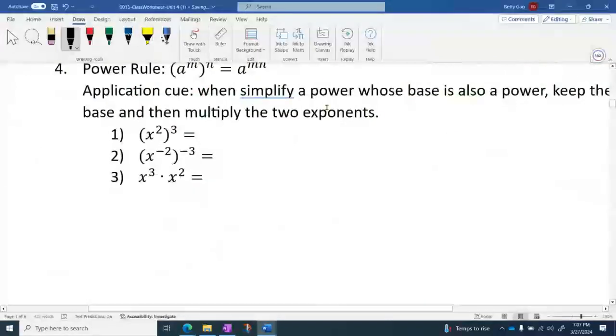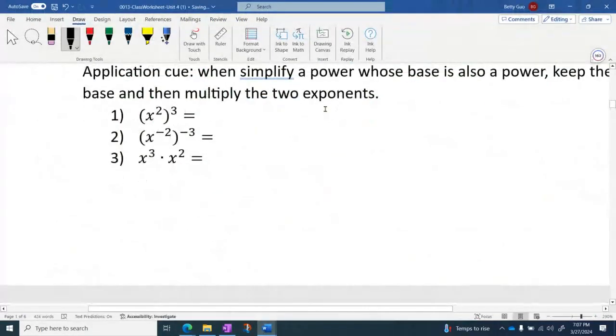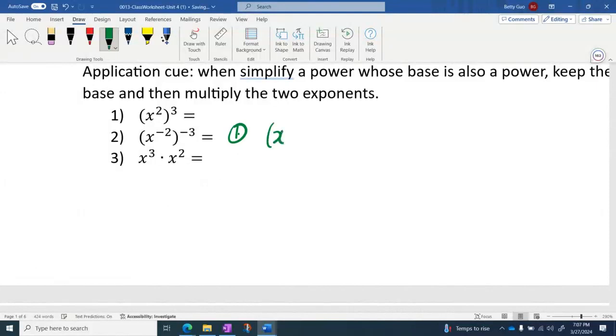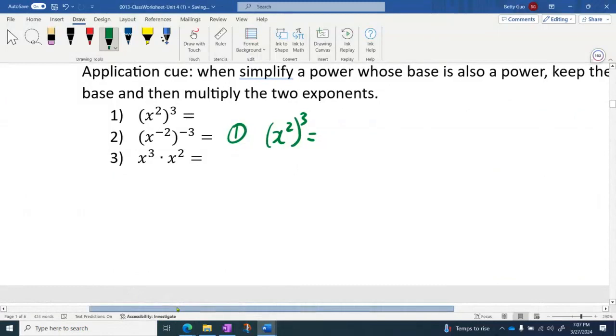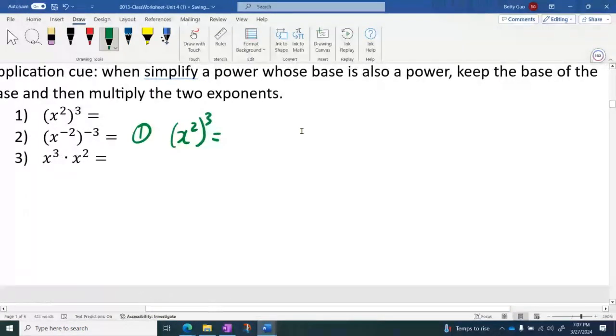All right, guys. Next up, new formula. As I said, I'm going to start from the question here. Number 1, we have (x squared) to the power of 3. Look at the structure. This expression is one exponential expression. The base of the exponential expression is the yellow thing in the parentheses, and the exponent is 3.